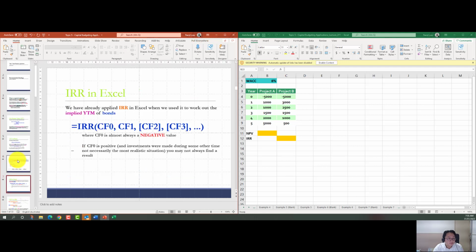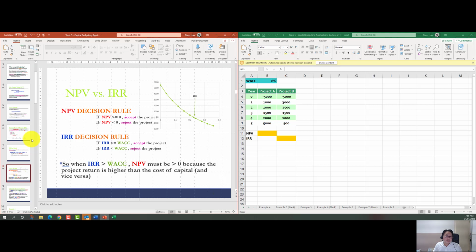Okay, so now we've understood net present value versus IRR. What is the difference? Okay, so net present value, if it's more than or equal to 0, you can accept the project. If it's less than 0, reject it. For the IRR decision rule, if the IRR is more than or equal to the weighted average cost of capital, also known as WACC, you accept the project. If it's less than WACC, you reject the project. So when the IRR is more than WACC, then net present value must be more than 0 because the project return is higher than the cost of capital.